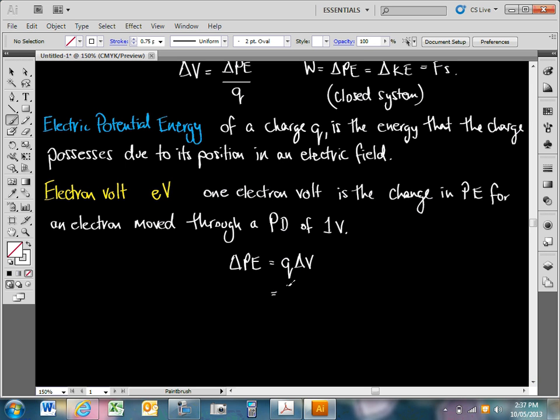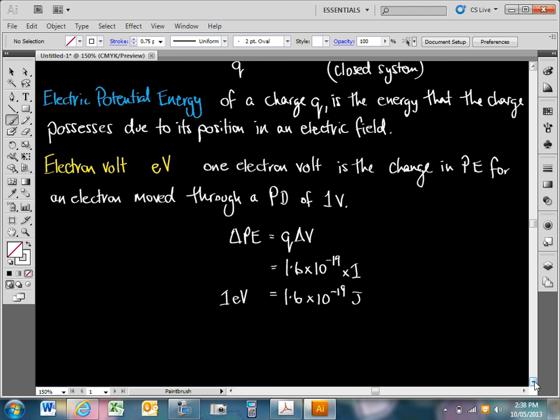In this case, the charge Q of an electron is 1.6 by 10 to the minus 19, times the change in voltage, times 1. I can do this calculation without a calculator. Change in potential energy is 1.6 by 10 to the minus 19, of course, it's joules. And 1 eV is equal to 1.6 by 10 to the minus 19 joules. From that, you can see that the unit joules in energy is much larger than the unit eV in energy. But sometimes we like eV because sometimes we're talking about things that have very, very small amounts of energy, particles and the like.